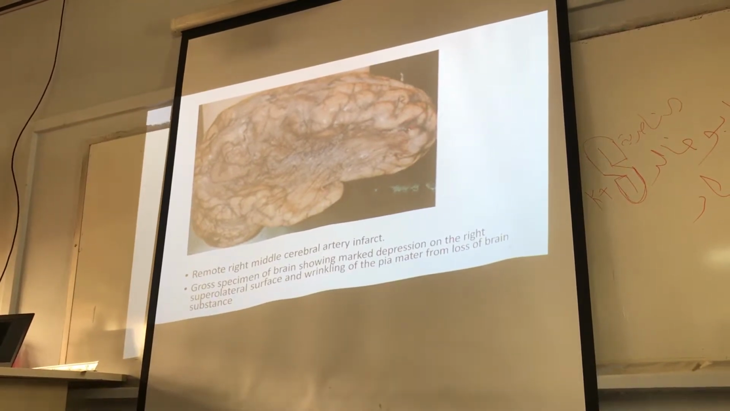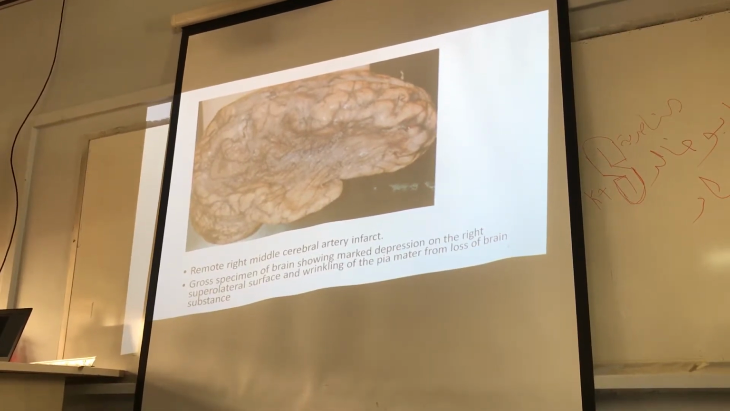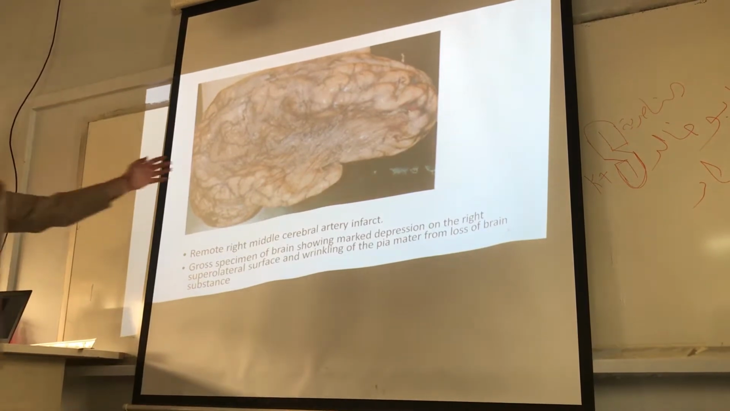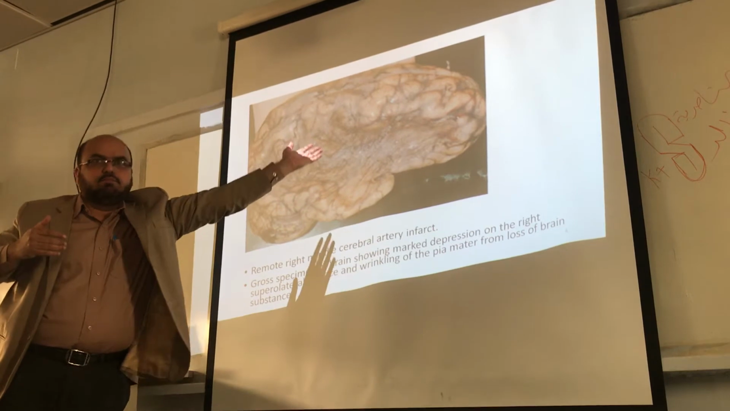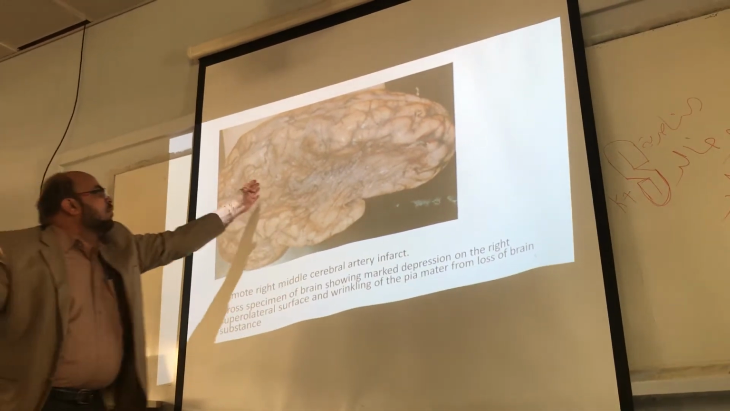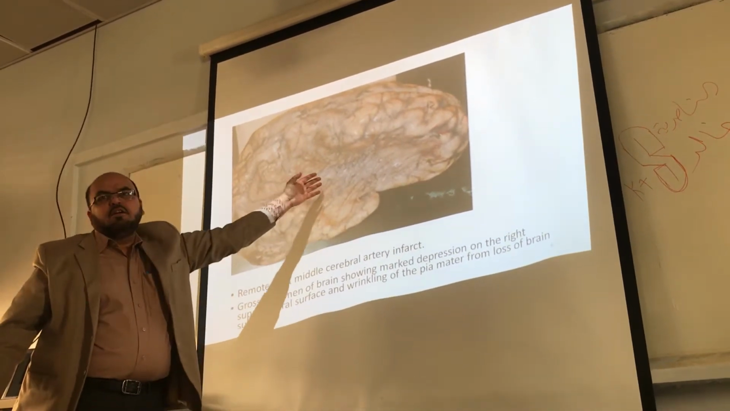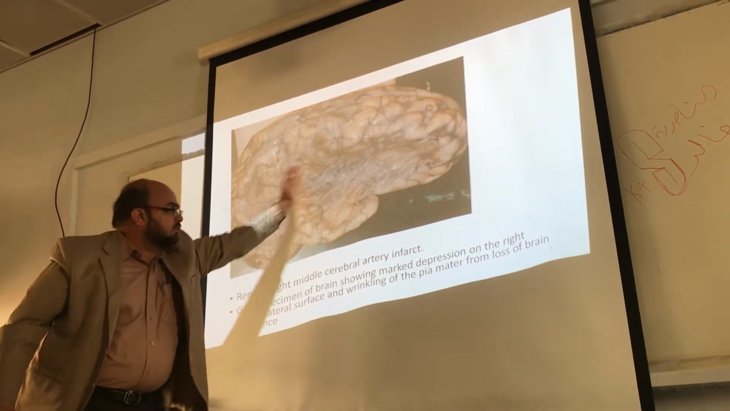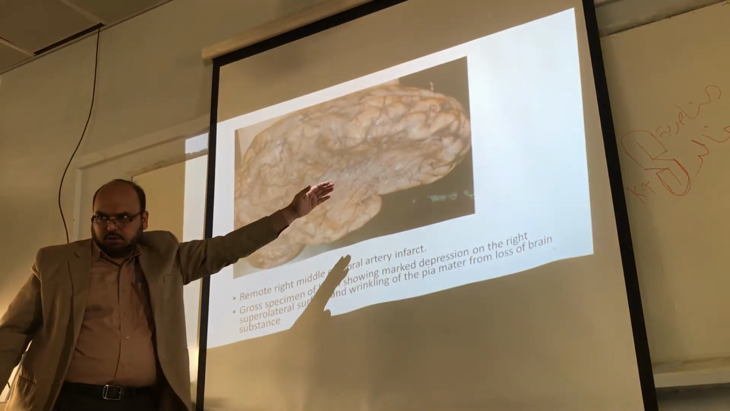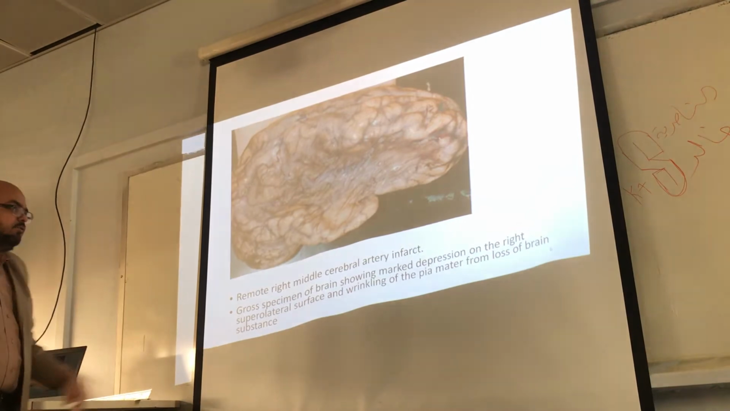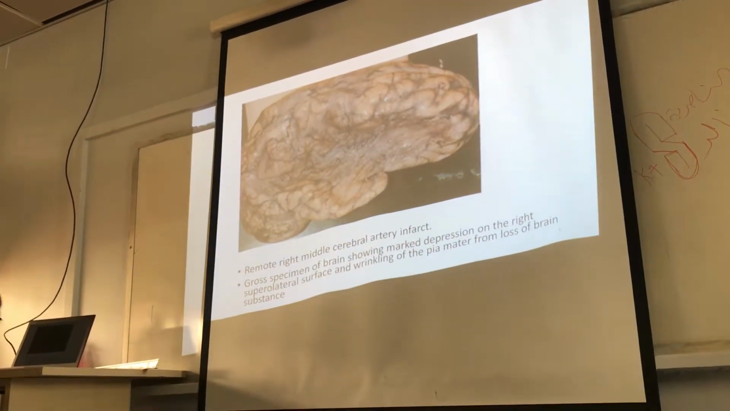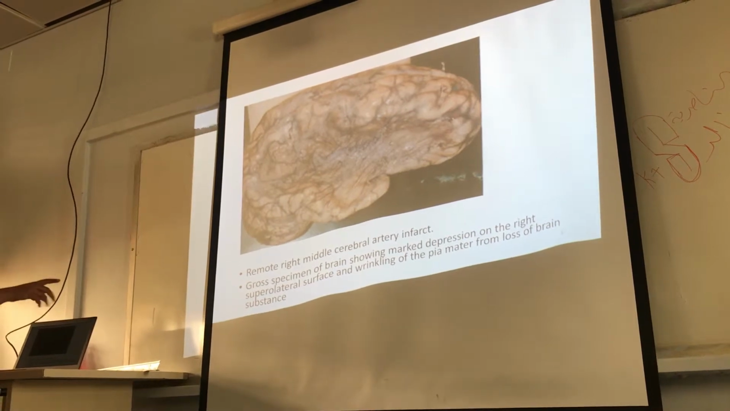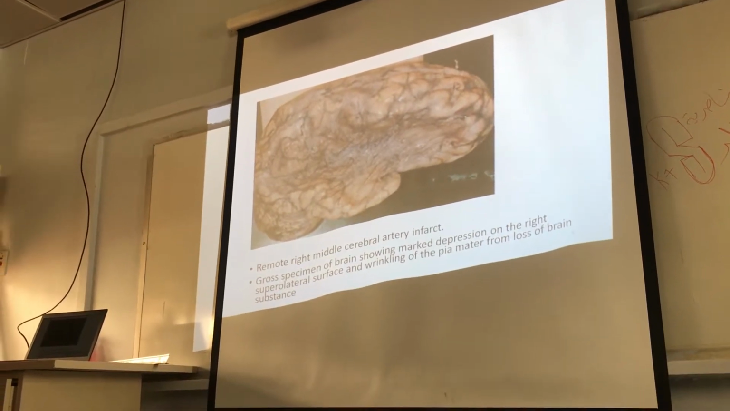What is this? See the portion. It has completely liquefied. This is the temporal lobe, and that is the frontal lobe. From the middle cerebral artery, there is obstruction, so there is loss of brain substance. Again, cystic infarct. Grossly, there is depression on the superior lateral surface.